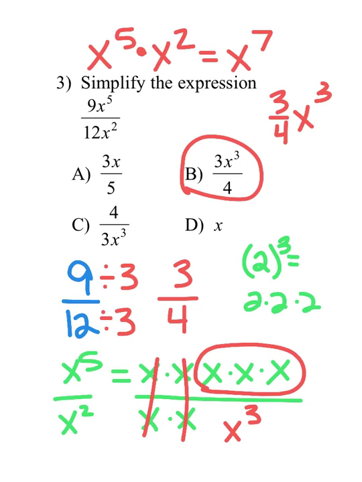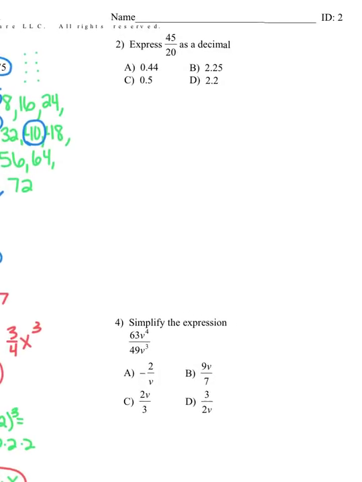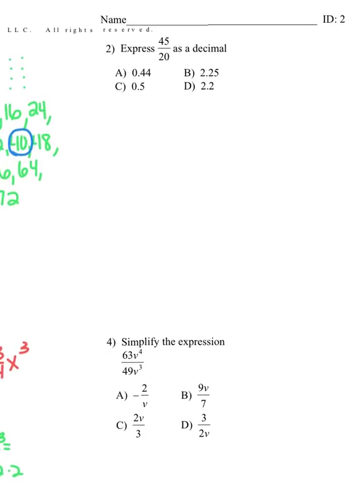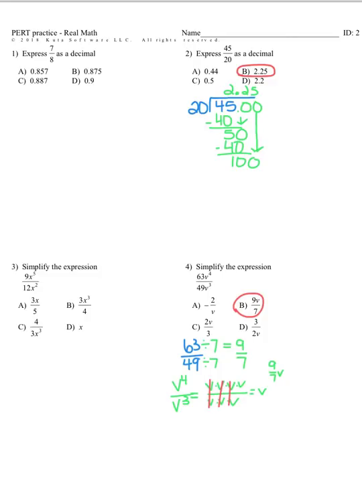Okay, looking at the other side of this paper, you've got 2 extra problems that if you would like to, you could pause the video right now and try those problems out. Okay, if you did try them, hopefully you got B, 2.25, and for number 2, and for number 4, you would have gotten 9/7 V.